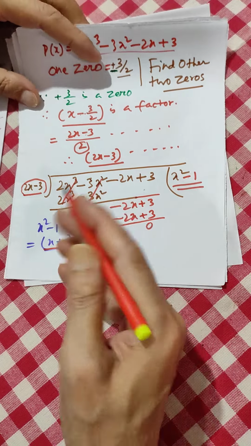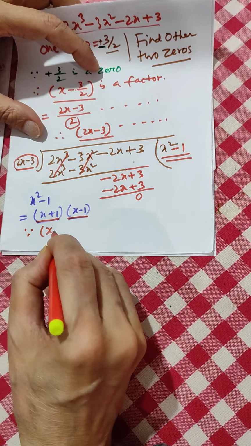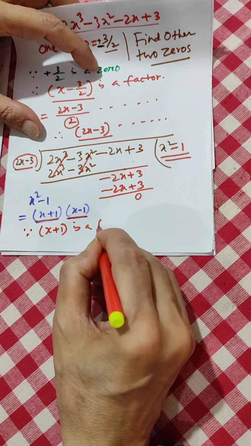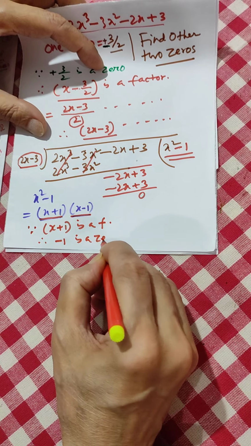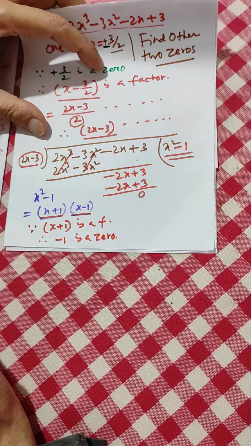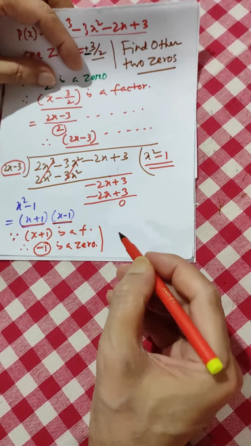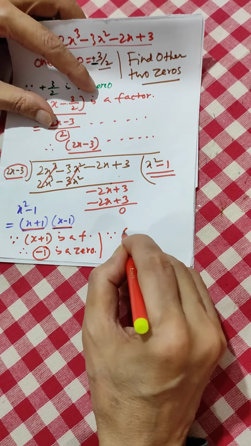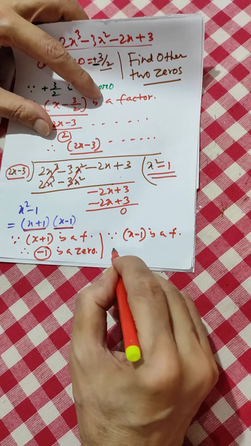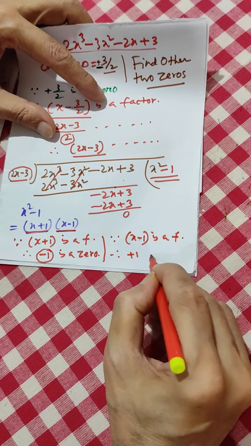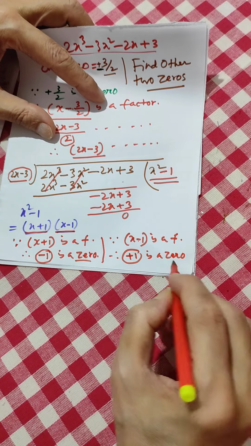Okay, now we use the second part of that factor theorem. Since x plus 1 is a factor of the given polynomial, therefore minus 1 is a 0. This is plus 1, therefore opposite, minus 1. So minus 1 is a 0 of the polynomial. Again, since x minus 1 is a factor of the given polynomial, therefore minus 1 opposite, plus 1 is a 0 of the given polynomial.